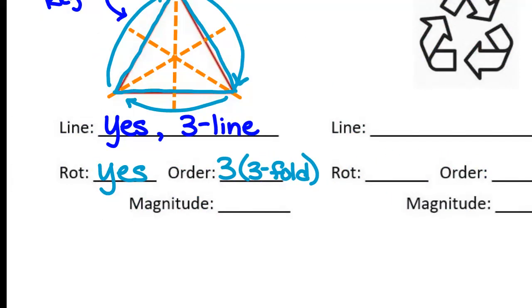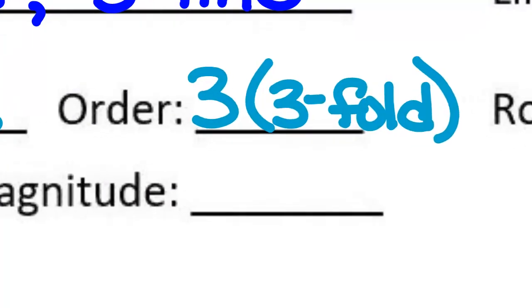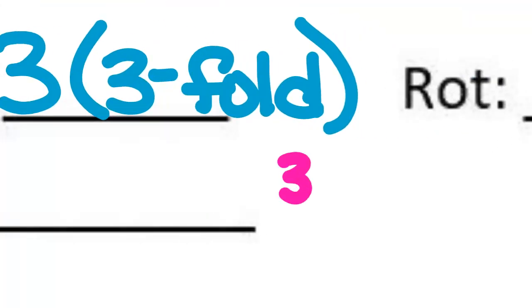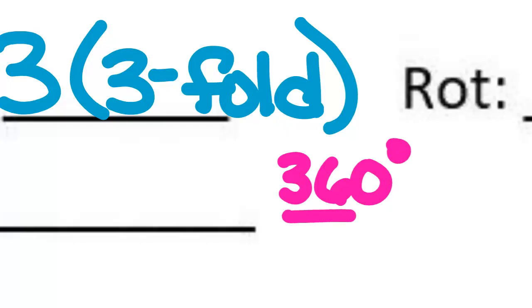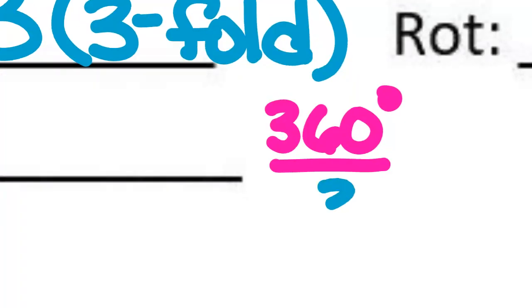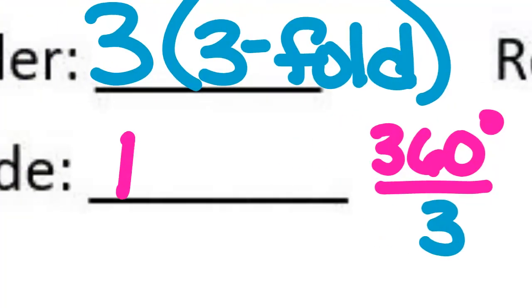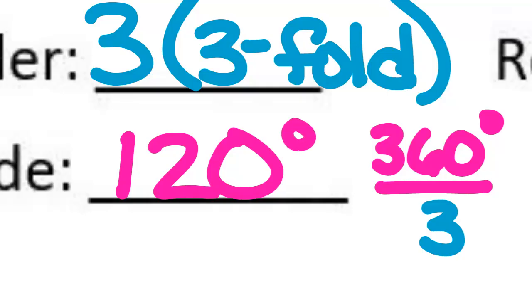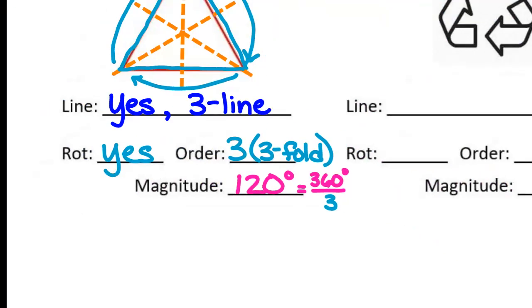How would I find the magnitude then? Yes, we're going to do 360 divided by the order of 3. What is 360 divided by 3? 120. So my magnitude is 120 degrees, and we got it by dividing.